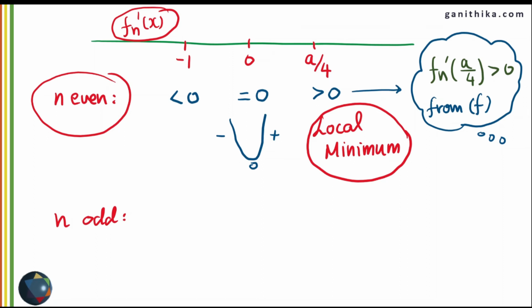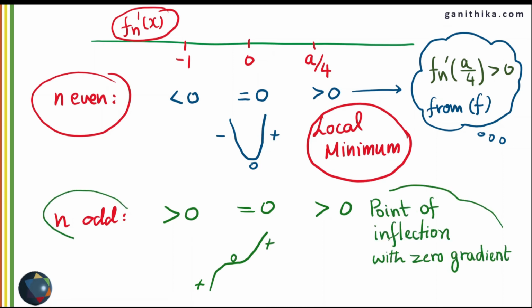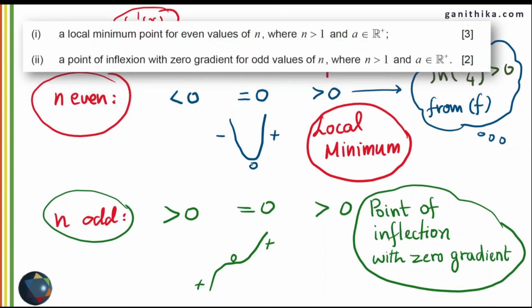Shall we proceed? We just proved that fn dash of -1 is positive, and we know that fn dash of 0 is 0, and we also know that fn dash of a over 4 is always positive. Therefore, looking at the sign diagram, it's positive, 0, positive. Therefore, this is a stationary point of inflection for n odd values. So what we needed to prove has been proved: a local minimum point for even n values and a stationary point of inflection for odd n values. This is what we have proved at the moment.